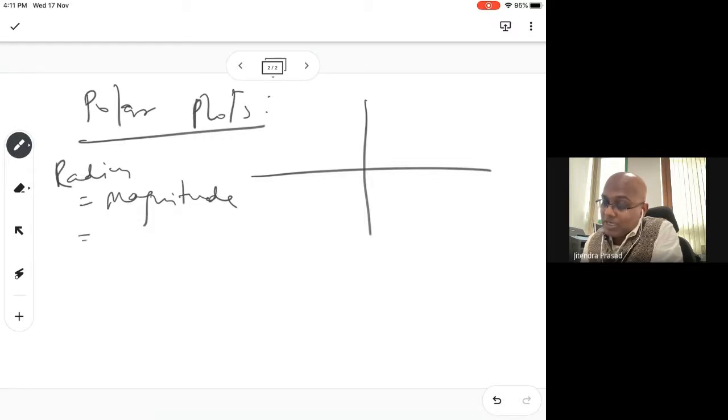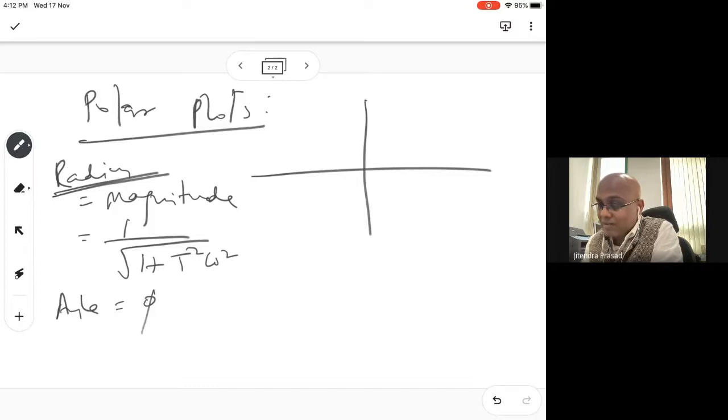And what is the magnitude in this case? 1 over root 1 plus t square omega square. So radius is the magnitude, and the angle is the same phi, right? So phi is equal to tan inverse of minus t omega.